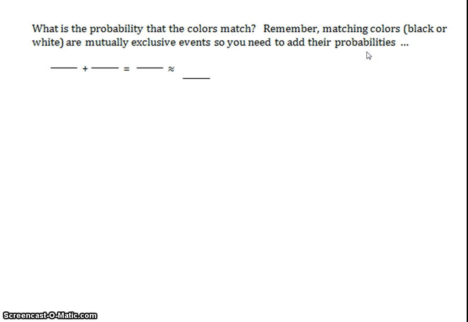So go back to the tree diagram and you're looking for black, black. What's that probability? And white, white. You're going to bring those probabilities over here. You're going to add them together and then write that answer as a percent.